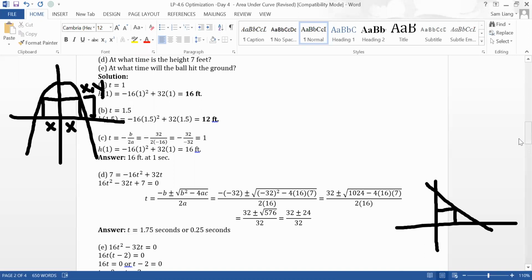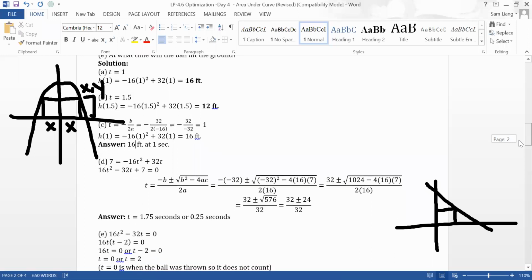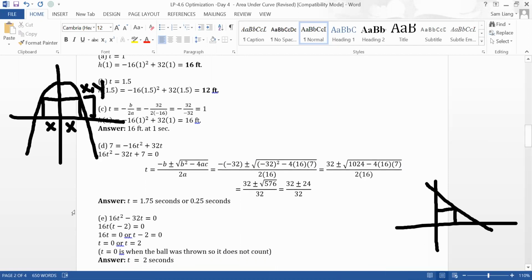All right, last but not least, we have at what time will the ball hit the ground? So for this, we set the equation equal to 0. So we have negative 16t squared plus 32t equals 0. So from there, you factor out 16t, and then you get 16t times t minus 2 equals 0. So 16t equals 0 or t minus 2 equals 0. So t equals 0 or t equals 2.